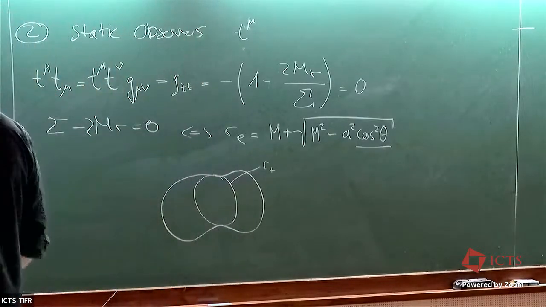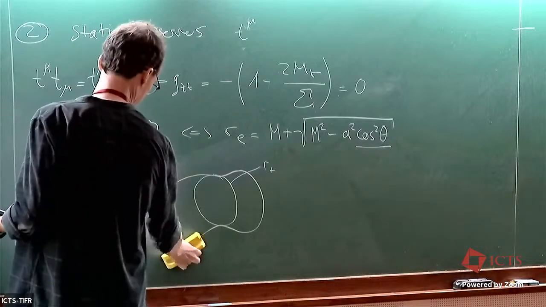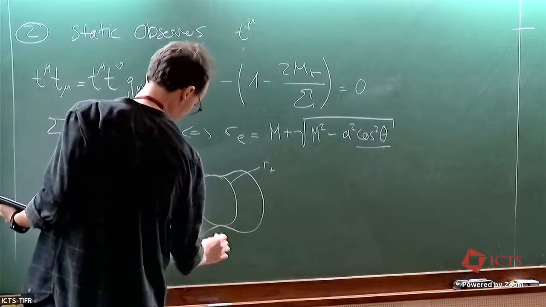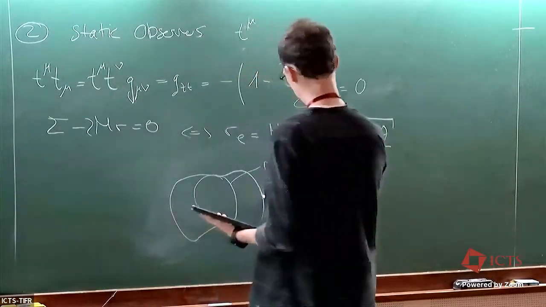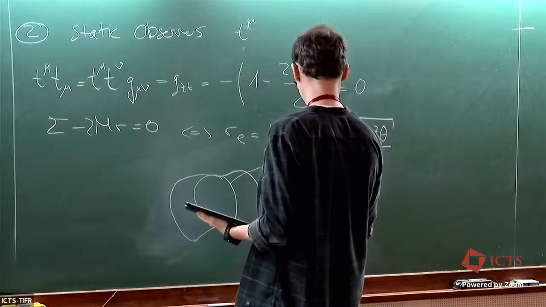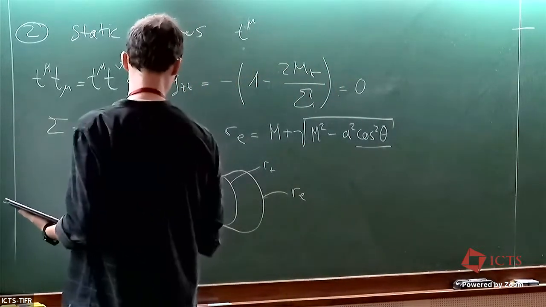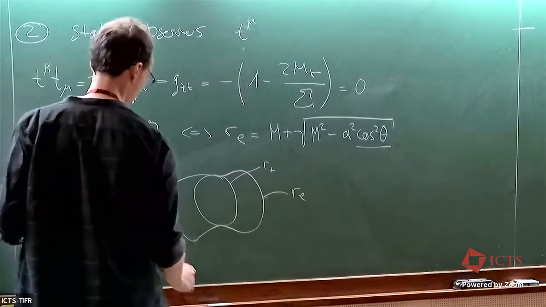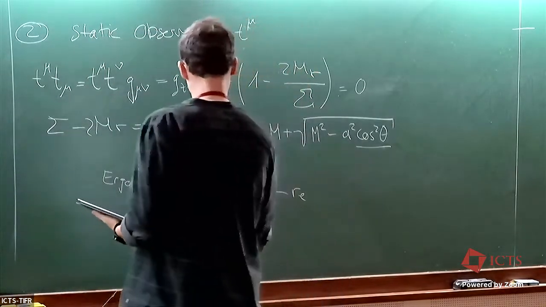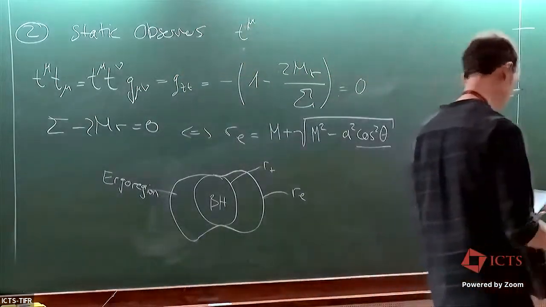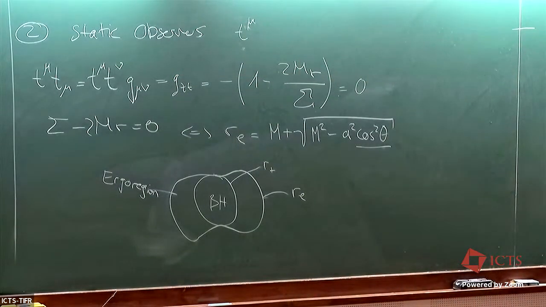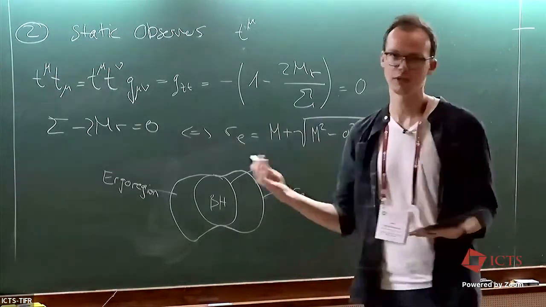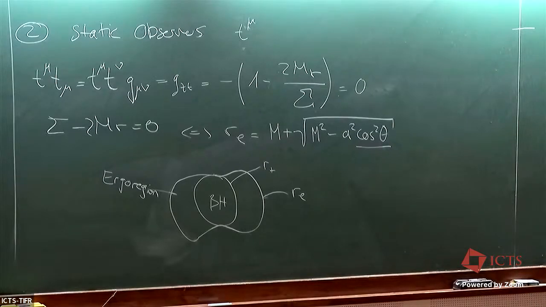So you have this region outside the event horizon that has some finite extent. That's called the Ergoregion. So basically what this equation means is that no static observer can exist inside this Ergoregion basically because T becomes space-like.